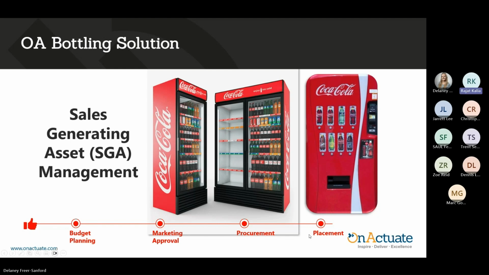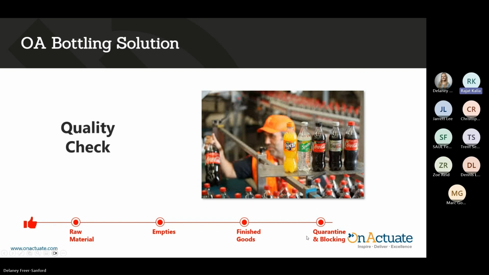Next slide, please. Coming to the next slide, which is quality check. Quality check plays a crucial role in the food and beverage industry, including the bottling sector, for several significant reasons. Firstly, ensuring the quality of products is essential for consumer safety and satisfaction.